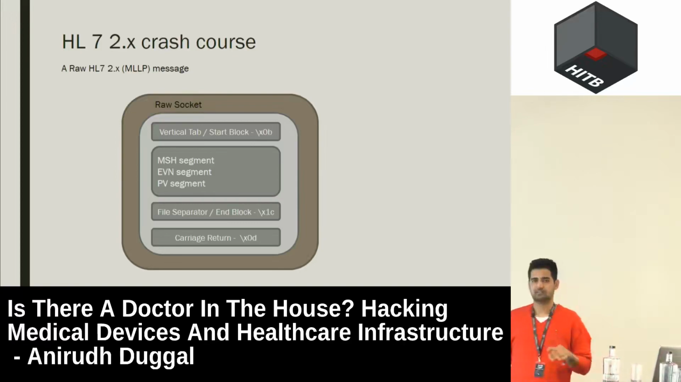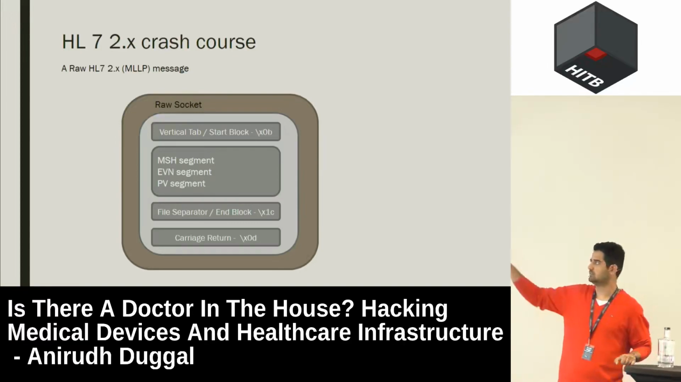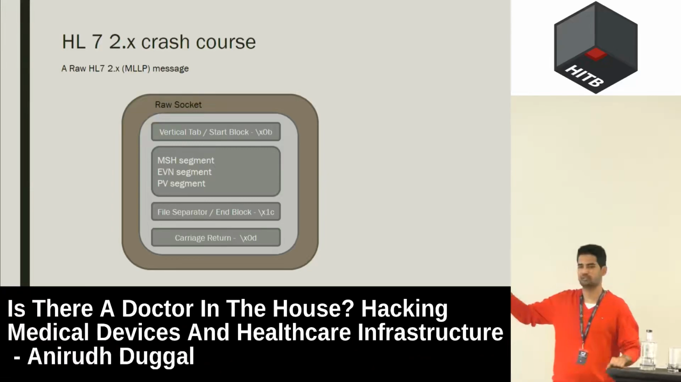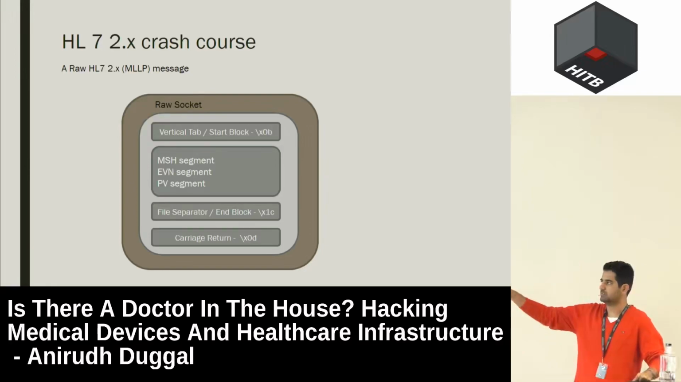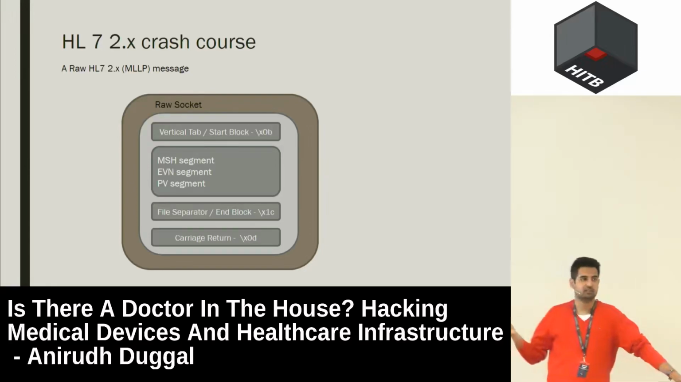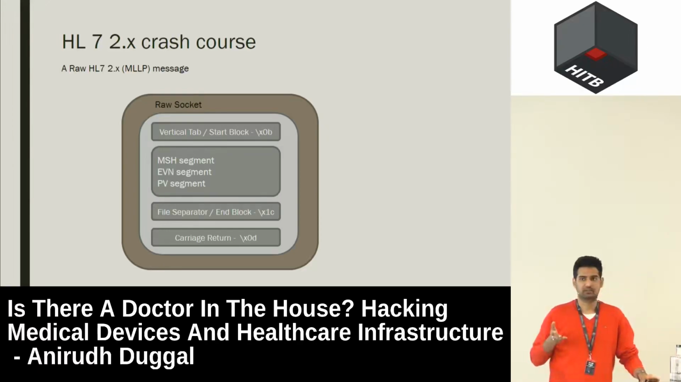So HL7 messages run on TCP/IP. It's a plain raw socket which starts with a vertical tab, which is 0x0B in hexadecimal, and then you have all your segments. This is clear text. That is the reason when you're pen testing hospitals, you can get gigabytes or even terabytes of data in a day.